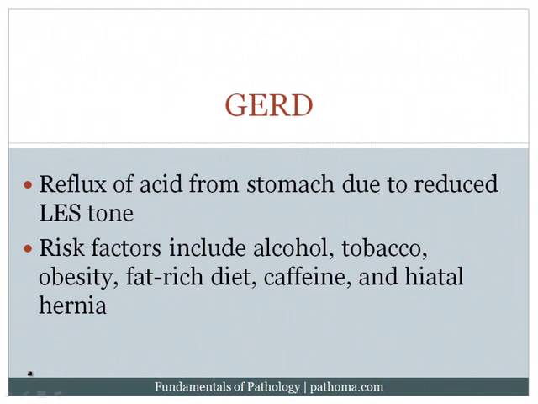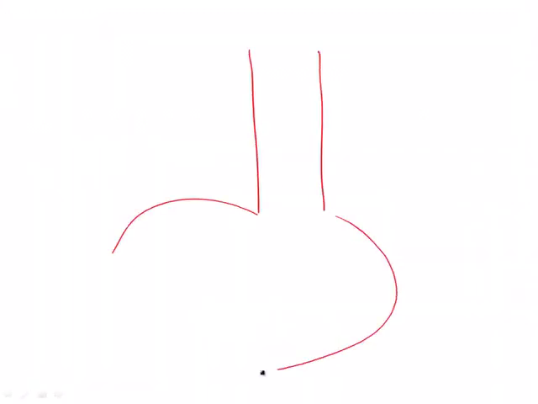The next disorder is called GERD, and GERD refers to gastroesophageal reflux disease. Now the idea here is as follows: you've got the esophagus and then you've got the stomach, and of course the stomach is coming off. This is the lower esophageal sphincter, and the lower esophageal sphincter in this particular disorder is not as tight as it should be. So there's a decrease in the tone of the lower esophageal sphincter. What then happens is that allows for acid and gastric contents to shoot up into the esophagus.